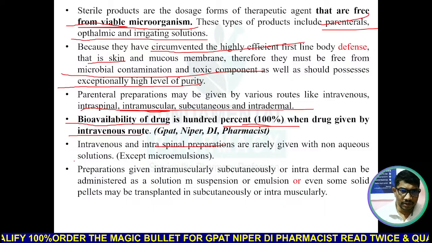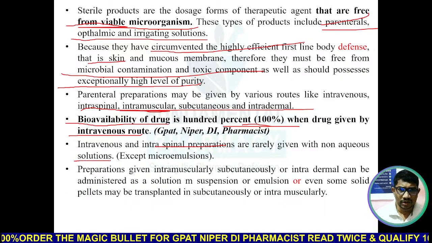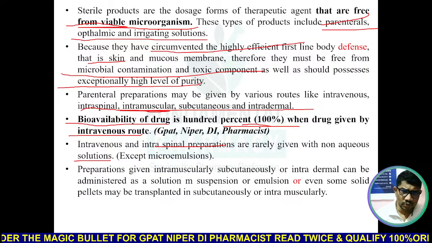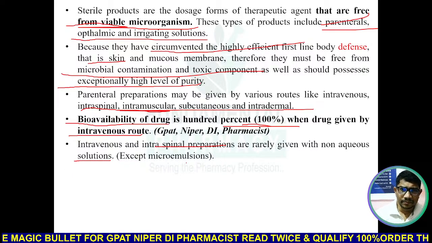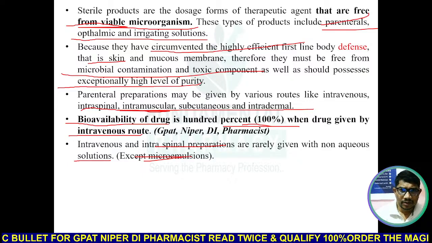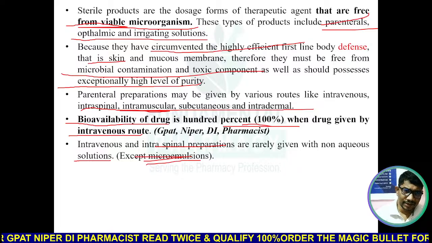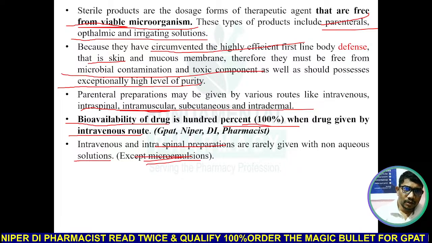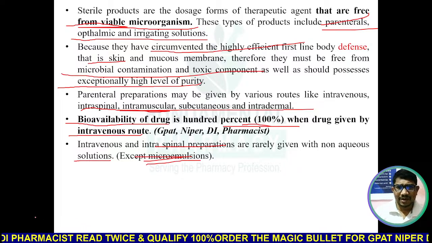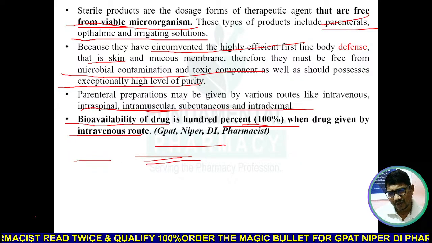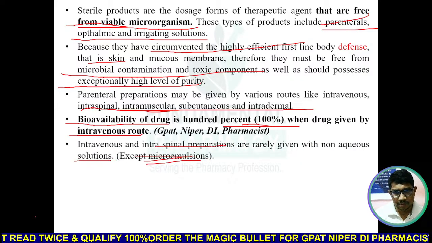So intravenous and intraspinal injections are mostly aqueous solutions, but sometimes there is an exception: microemulsion, sometimes emulsions can also be given. So rarely given, not that they are never given. Intravenous and intraspinal injections are rarely given as non-aqueous, but sometimes microemulsion can be given.